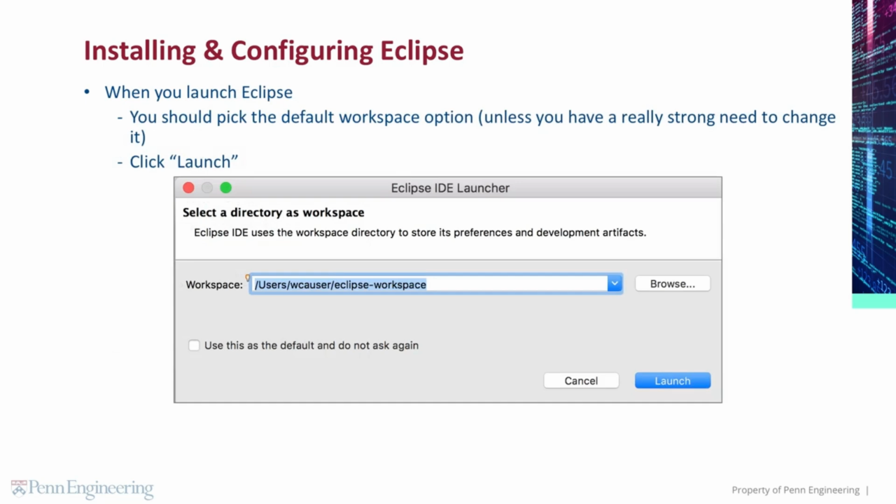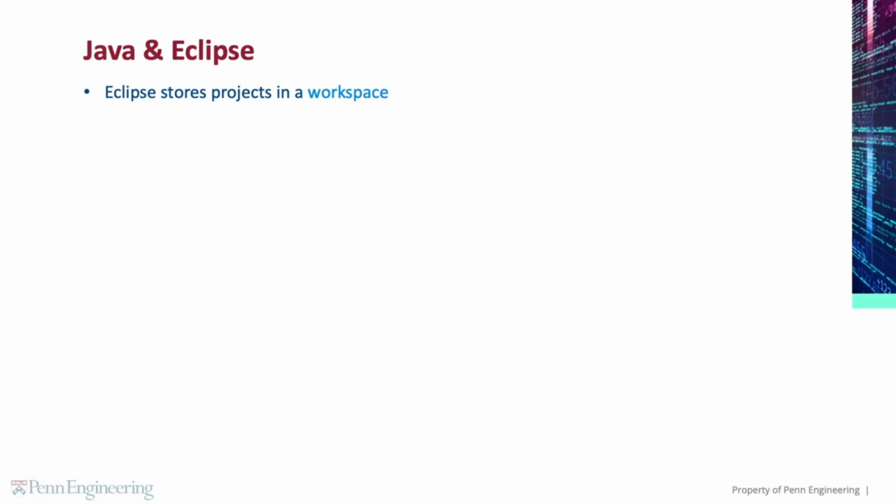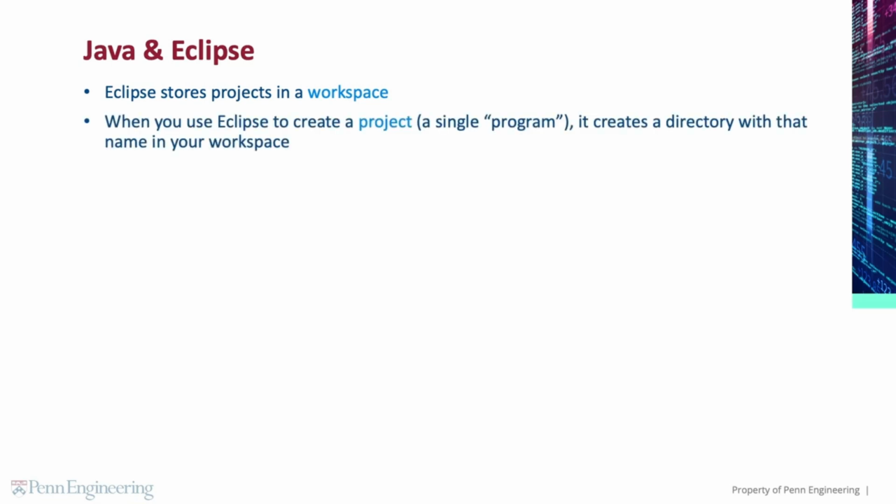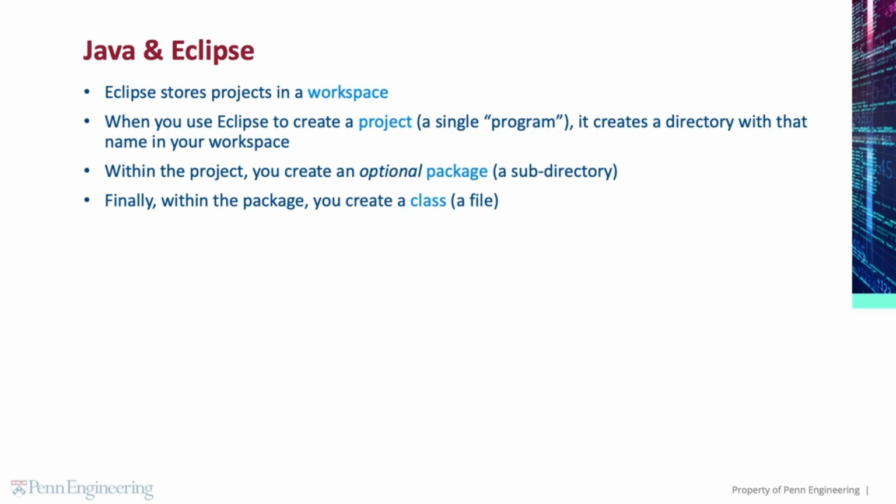When you launch Eclipse, you should pick the default workspace option, unless you have a good reason to change it. Click Launch. Eclipse stores and manages projects in the workspace. When you use Eclipse to create a project, a single program, it creates a directory with that name in your workspace. Within the project, you create an optional package or subdirectory. Finally, within the package, you create a class or a file.